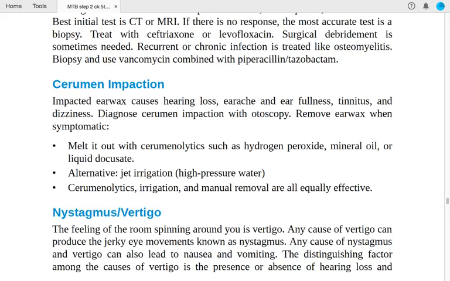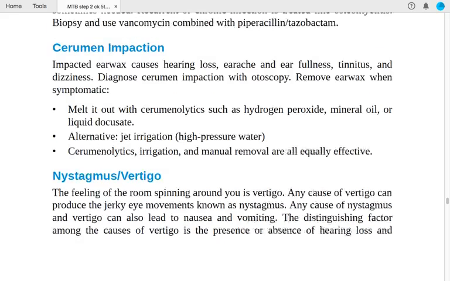Remove earwax when symptomatic. Melt it out with ceruminolytics such as hydrogen peroxide. First you need to give hydrogen peroxide, right? Or mineral oil or liquid docusate, right? And then after giving ceruminolytics, you can remove it. The alternative is jet irrigation, that is high pressure water, you can just apply and remove it. But ceruminolytics, irrigation, or manual removal are all equally effective. So whatever option you want to go for, ceruminolytics or jet irrigation or just manual removal, you can do any of these in case of cerumen impaction.